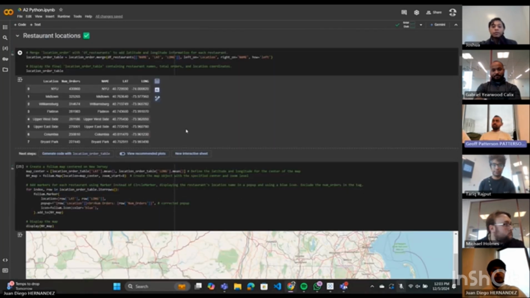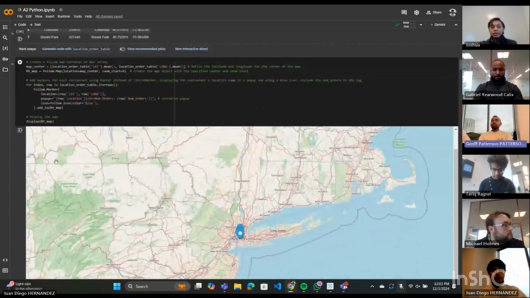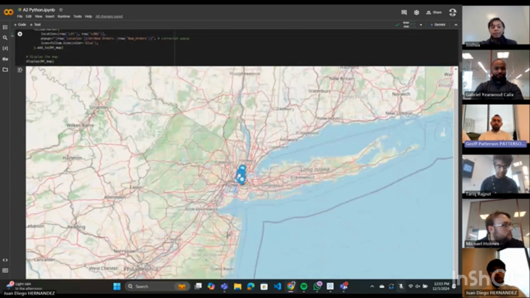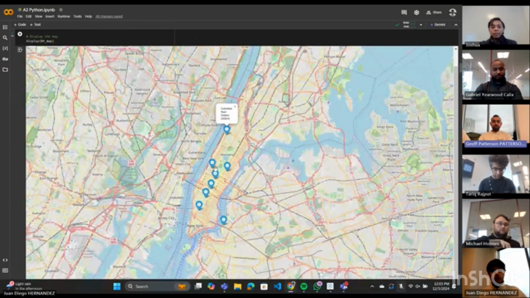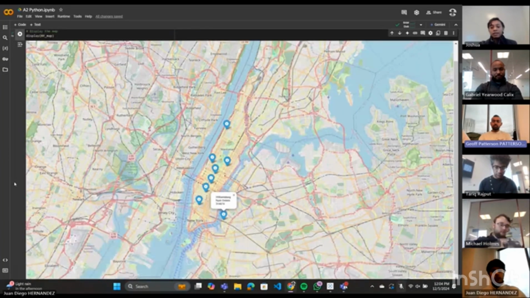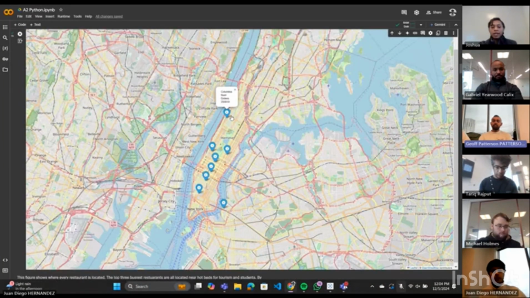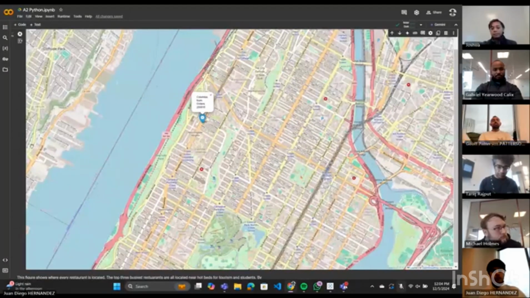Using the folium code, we created an interactive map. This figure shows the locations of all the restaurants. The top 3 busiest are near major tourism and student hubs, which explains Bryant Park's low order count. This is likely due to order cannibalization by nearby Midtown and Flatiron restaurants. Columbia's lower orders, despite its proximity to Columbia University, warrant deeper analysis to uncover the cause.